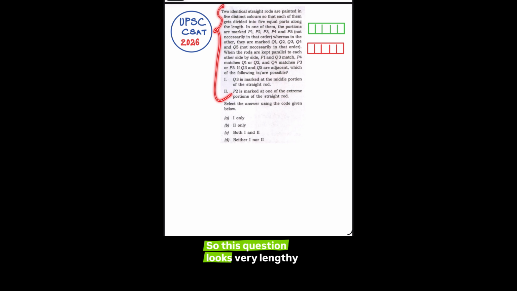So this question looks very lengthy and complicated, but once you understand it, you will realize that it is actually one of the easiest questions in the question paper. So let me briefly explain the question. We are given two identical rods. Each of them is divided into 5 equal parts. One of them has markings P1 to P5 and the other one has markings Q1 to Q5. We are given few conditions and we have to identify which of these two statements is or are possible.